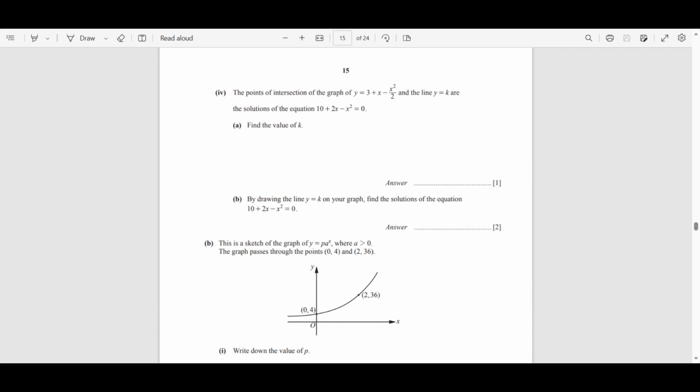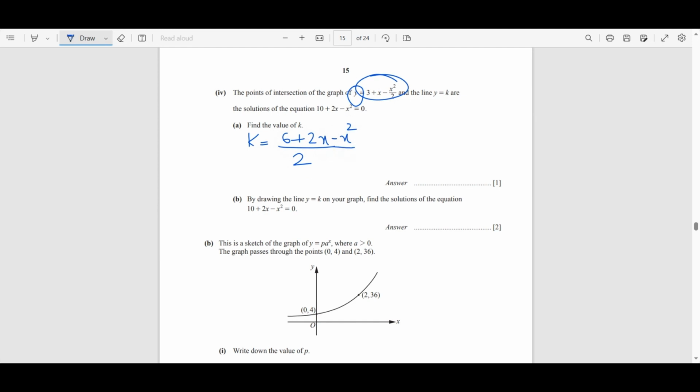The points of intersection of this graph and the line y is equal to k are the solutions of this. Okay. Because we need to find the value of k, I need to replace y with k and take the LCM on the right side. So it's going to be 2 in the denominator, and on the numerator 6 plus 2x minus x square.